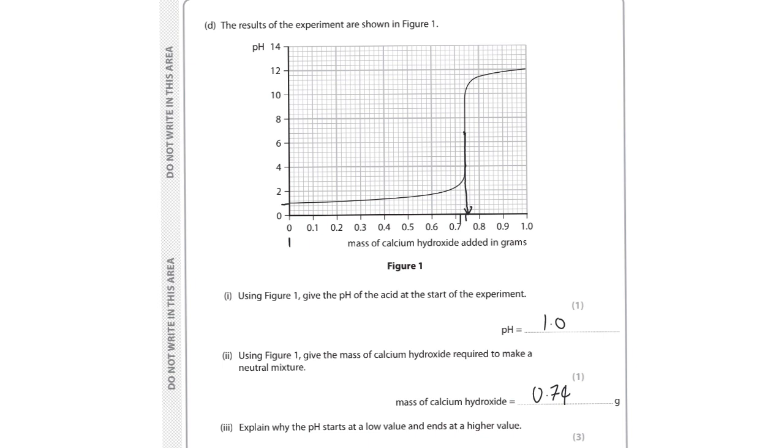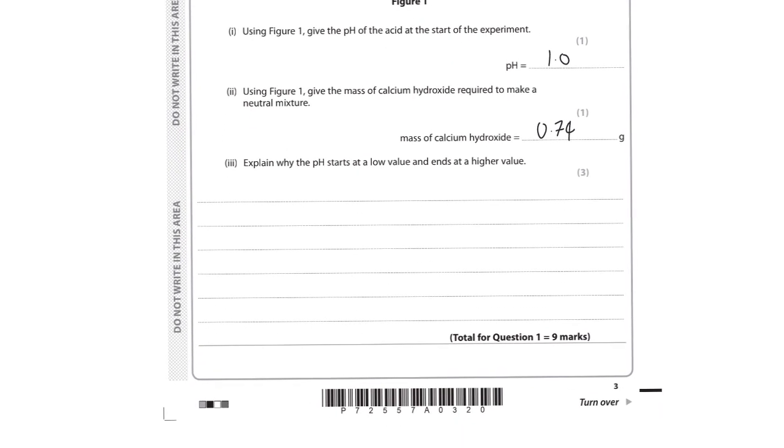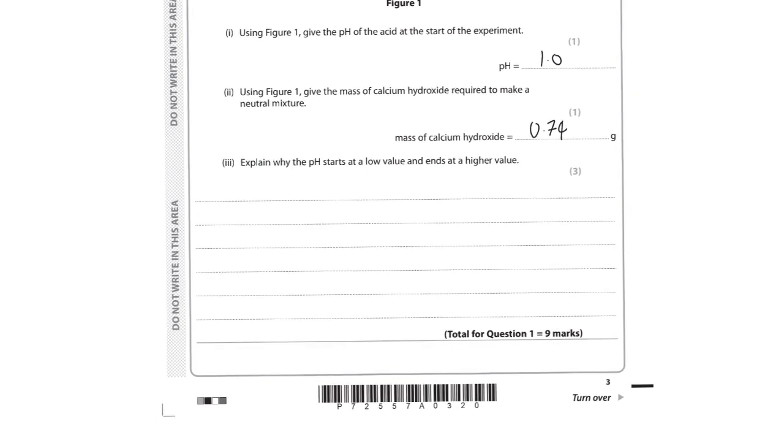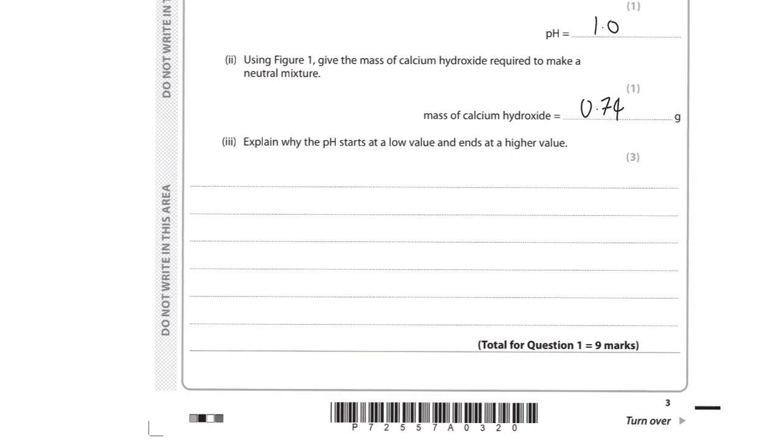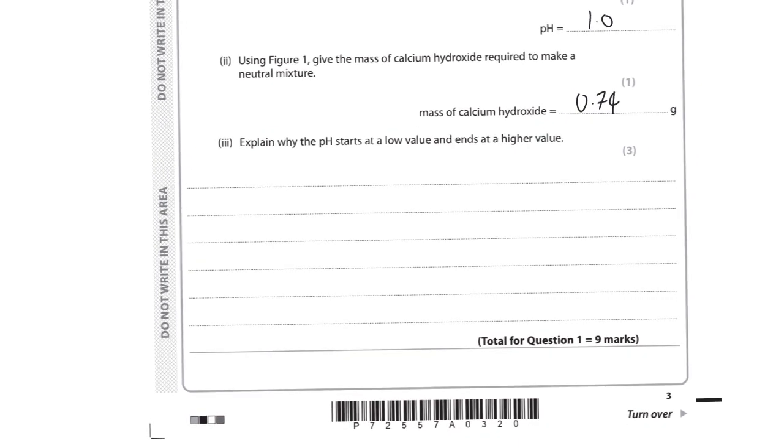Now, the last part of that question says, explain why the pH starts off at a low value and ends up at a high value. Well, you start off with an acid and you add an alkali to it. And if you said that you started off with hydrochloric acid, or hydrochloric acid has a low pH, or hydrochloric acid has lots of hydrogen ions, then you got the first mark.